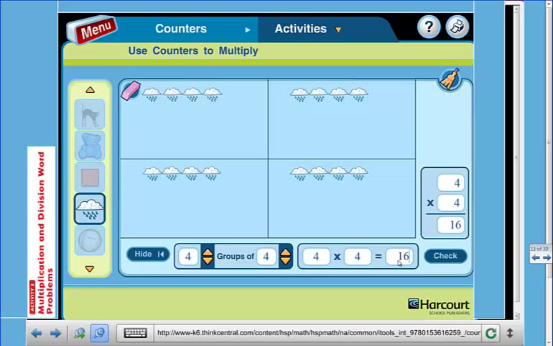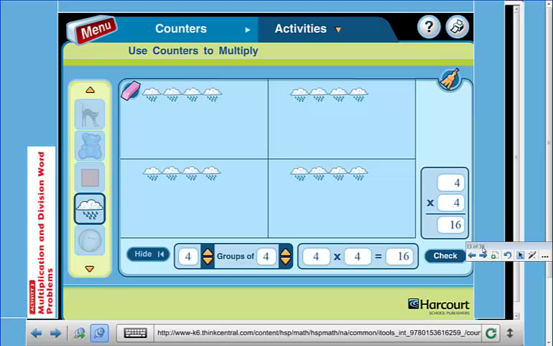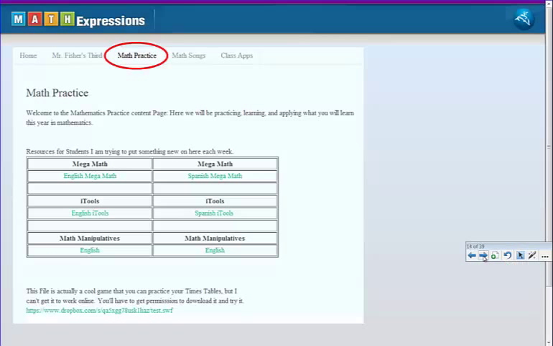Yep, 16. Check my answer. Terrific. Way to go. So this iTools is a great instrument to be using, and the problem with trying to use it with a class is I only have one smartboard and 26 of you want to play the same game. So here's my solution.